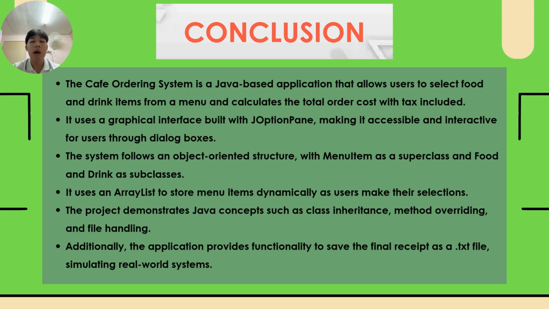The system follows an object-oriented structure with MenuItem as a superclass and Food and Drink as subclasses. It uses an ArrayList to store menu items dynamically as users make their selections. The project demonstrates Java concepts such as class inheritance, method overriding, and file handling. Additionally, the application provides functionality to save the final receipt as a text file, simulating a real-world system. That's all from our group.